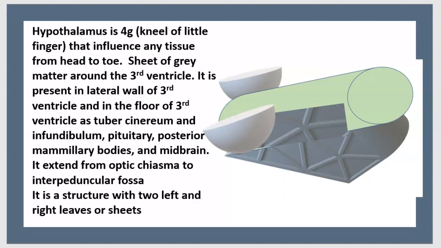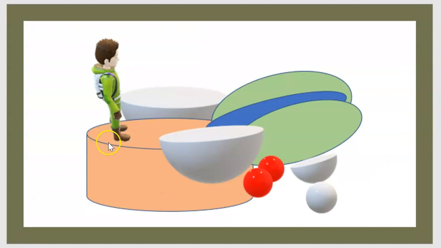It is a structure with two sides, left and right. Midbrain, right thalamus, left thalamus. Right hypothalamus, left hypothalamus, third ventricle, mammillary body, and posterior pituitary.